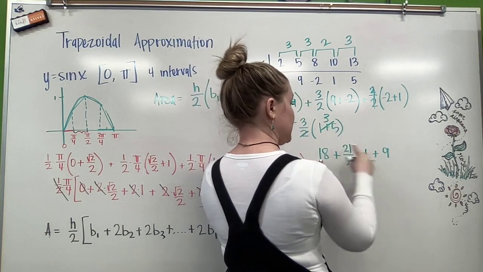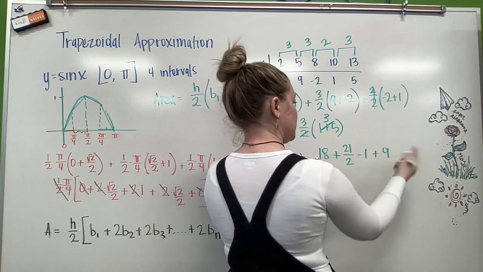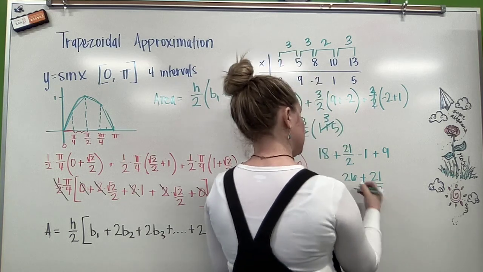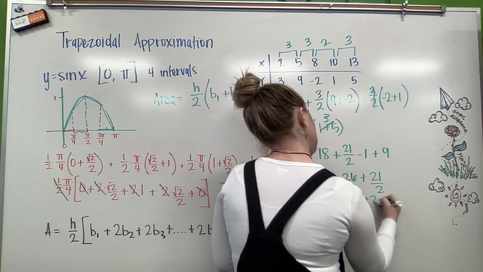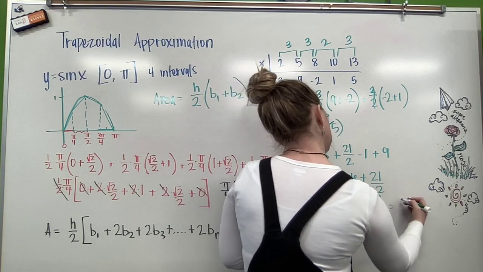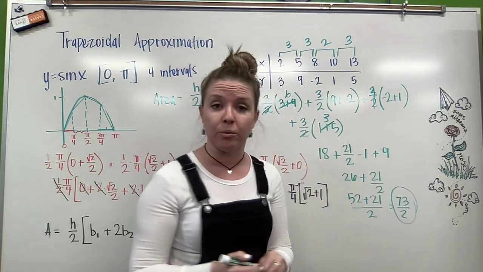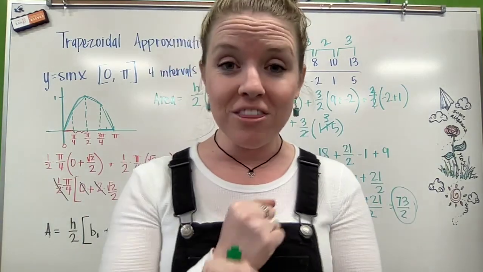So I've got 18 minus 1 is 17, plus 9 is 26, plus 21 halves, so I'm going to double this. 52 plus 21 over 2, we get 73 halves. Trapezoidal rule. Okay, go forth and approximate.